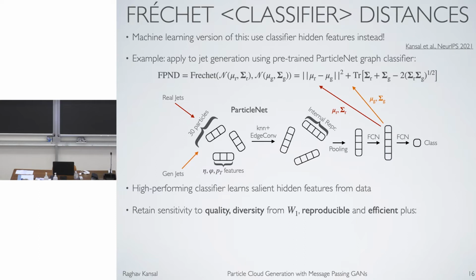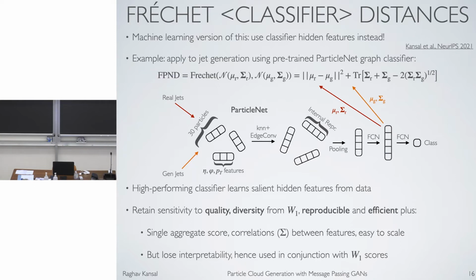It's fast and reproducible. Plus, it's a single aggregate score across all these features, measuring the correlations, and it's easy to scale up to higher dimensions. But we lose the interpretability with this, because we don't really know what features it's looking at directly. So that's why we advocate for using it in conjunction with the Wasserstein scores.